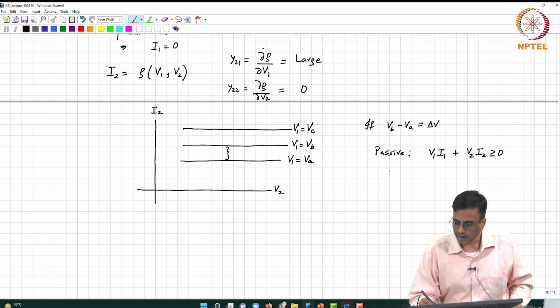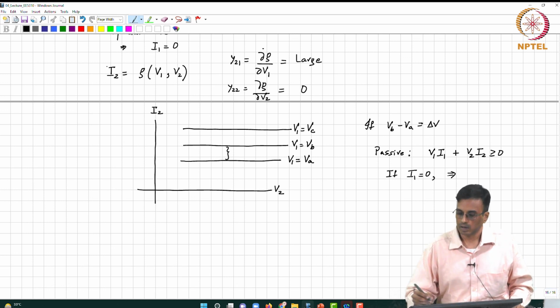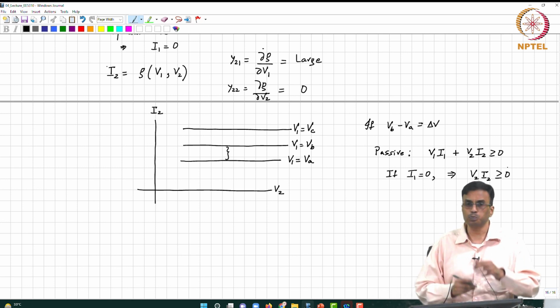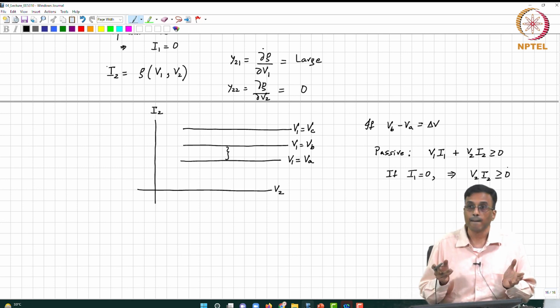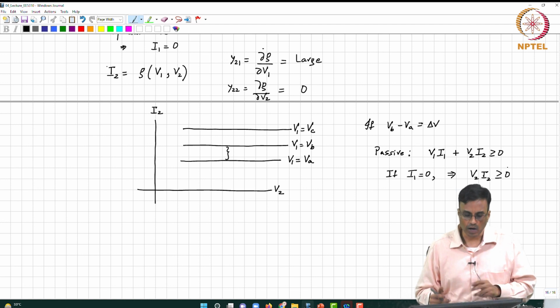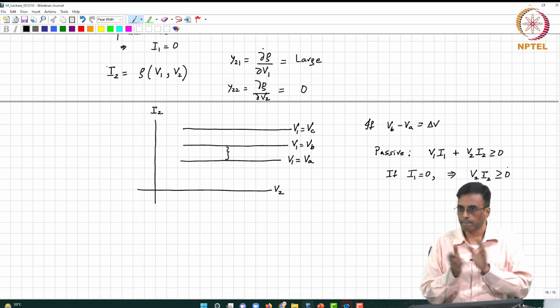In the special case that I1 is 0, what comment can we make? So, V2 I2 must be greater than or equal to 0. In other words, the output characteristics must lie in the first and third quadrant. Okay. So, now we are looking at the first quadrant, all right.